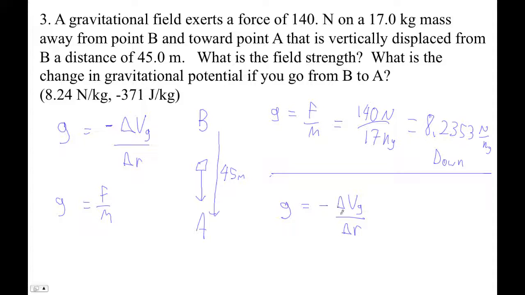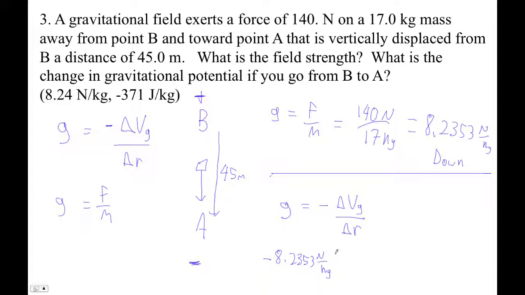And then my G is also down. So let's make down the negative direction and up the positive direction. I'm trying to get the right sign here, and then I'll argue through it another way. But let's do it mathematically. So G is negative 8.2353 newtons per kilogram. I made it negative because in my convention it's toward A, and A is in the negative direction, the way I drew it here, right?